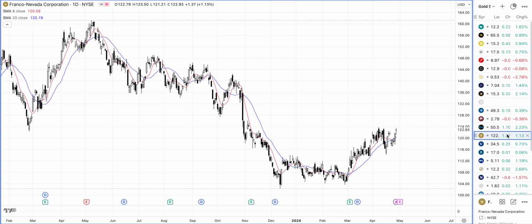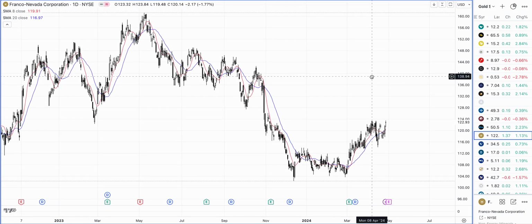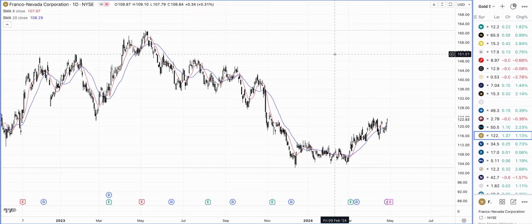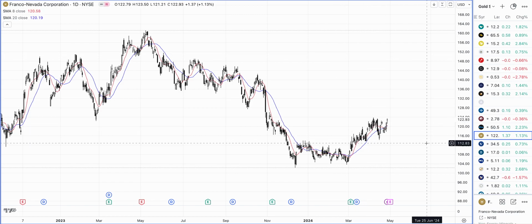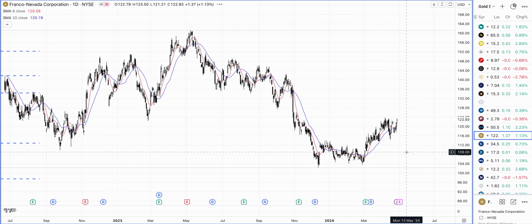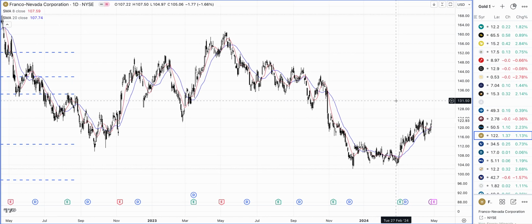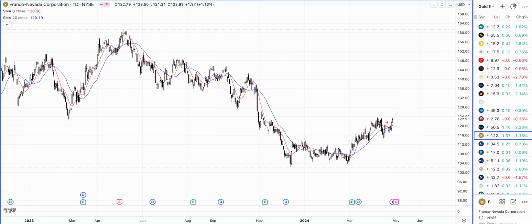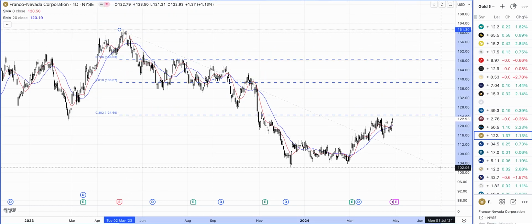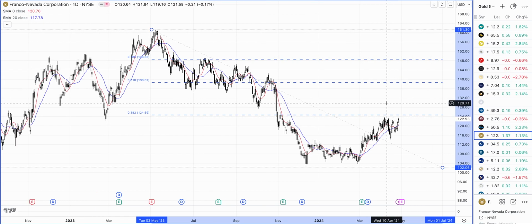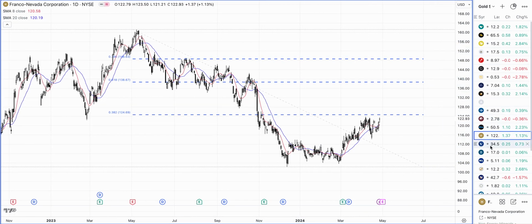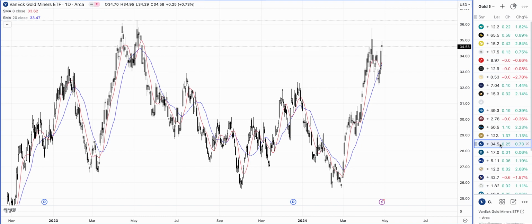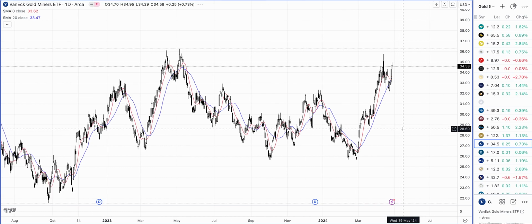Then we have the Franco-Nevada. I think the Franco-Nevada is one of those stocks which is a royalty stock, and this is why you see it's priced at 122. Some of the actual miners, because of the kind of operations involved, are trading at lesser price levels. This one is right at the 38.2% retracement. Just keep on watching this Franco-Nevada. This is the VanEck Gold Miners Index, and here it's just testing these highs again.